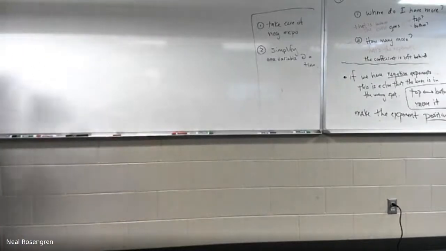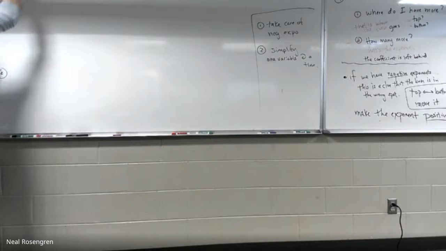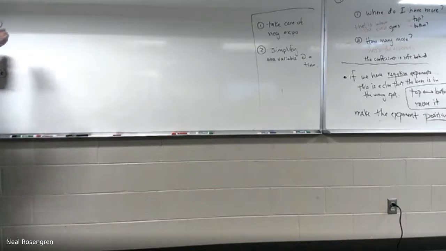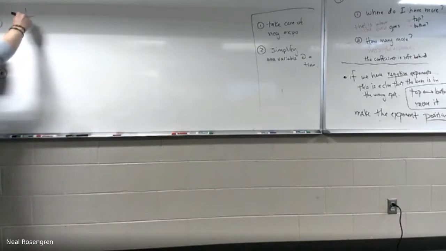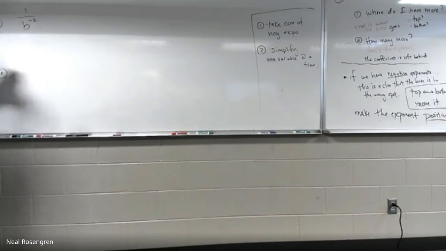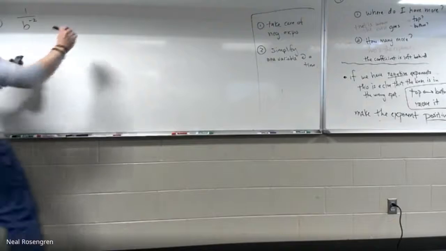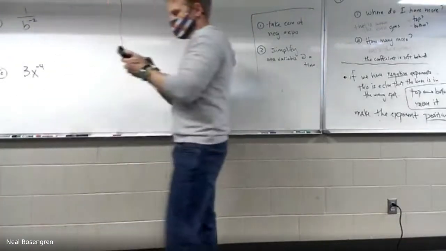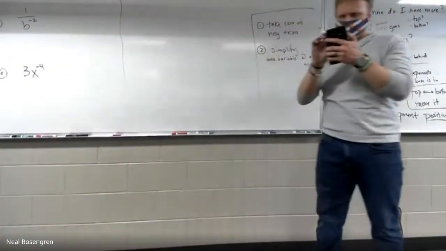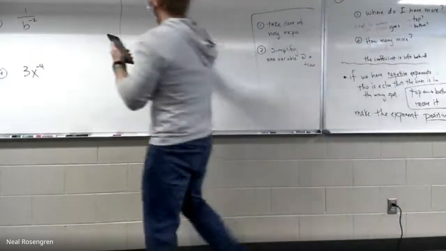So what was that, 9, 10, 11, 12? 10, 8 to the negative 6. 11, 1 over b to the negative 2. 12, yes you may, 3x to the negative 4. 13.